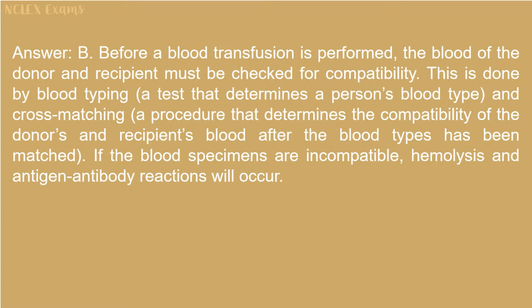Answer: B. Before a blood transfusion is performed, the blood of the donor and recipient must be checked for compatibility. This is done by blood typing, a test that determines a person's blood type, and cross-matching, a procedure that determines the compatibility of the donor's and recipient's blood after the blood types have been matched. If the blood specimens are incompatible, hemolysis and antigen-antibody reactions will occur.